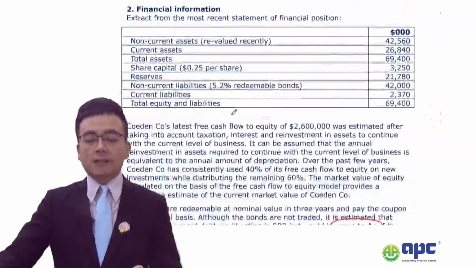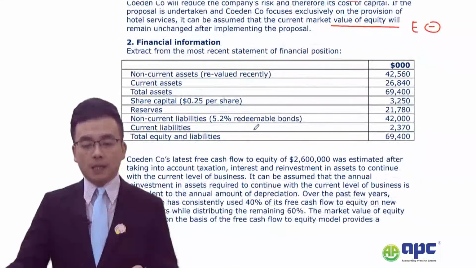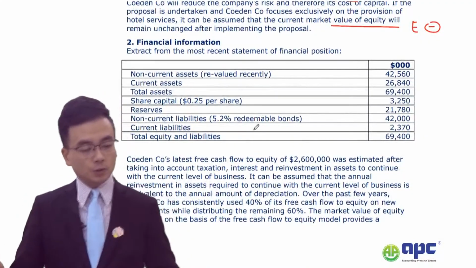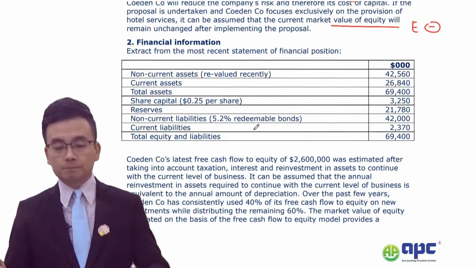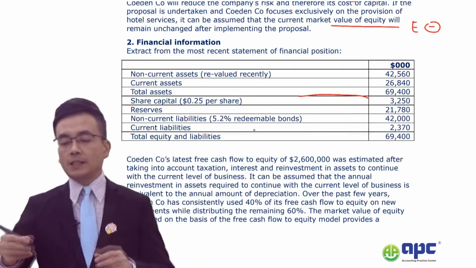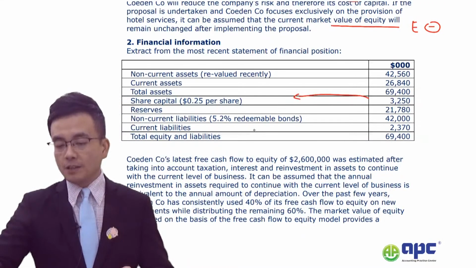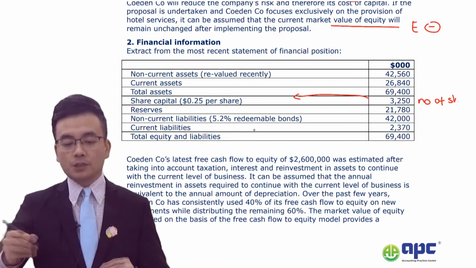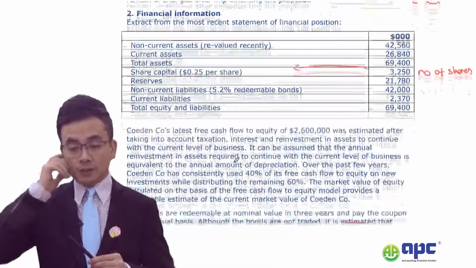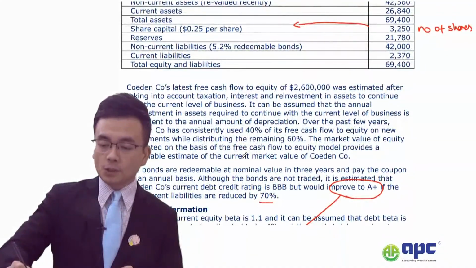We're also given the extract from the SFP, including liabilities and all sorts of equities in there. So you can compute the number of shares possibly by taking 30.50 over 0.25, to compute the number of shares. We'll also be told about the free cash flows to equity, 2.6 million.